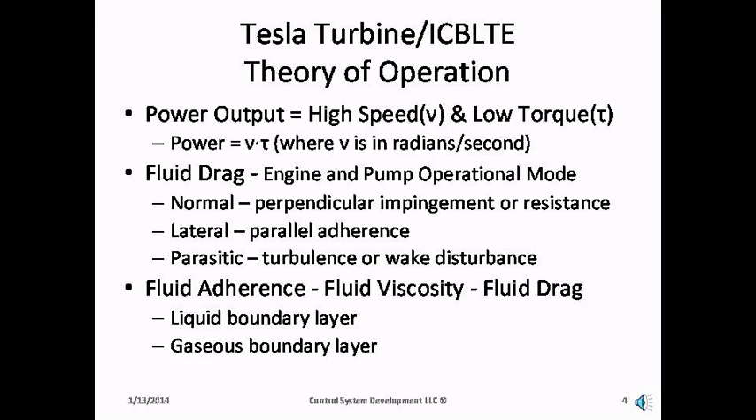The Tesla turbine and the ICBLTE are both relatively low torque engines. Power, however, is the product of high speed and torque. Both of these engines operate on the principle of fluid drag. The drag character that we are most interested in is the lateral or parallel adherence, with the other two drag characteristics being minimized. Fluid adherence to the surface of smooth discs is bound to those discs by the boundary layering, and that boundary layering is relatively thick for liquids and relatively thin for gases.